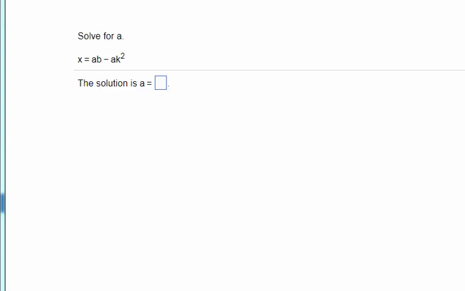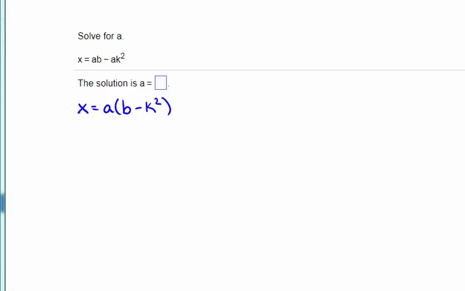Okay, so for our last problem, we have X is equal to AB minus AK squared, and we want to solve it for A. And so we're going to do the same thing in this problem that we did in the last one. We're going to take the two terms that have A's in them that appear on the right-hand side, and we're going to factor out an A. So I am going to pull an A to the front of these two terms. If I take an A out of the AB term, that's going to just leave me with B. And if I take an A out of the AK squared term, that's going to leave me K squared.